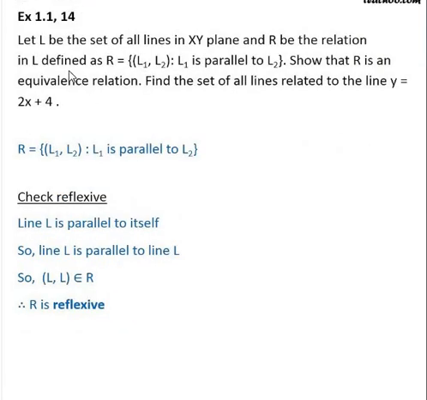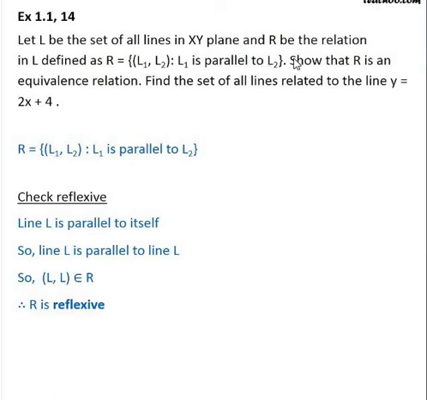Question number 40. Let L be the set of all the lines in the xy plane and R be the relation in L defined as all the lines L1 and L2 where L1 is parallel to L2. First of all, let us understand the first line. L is the set of all the lines in the xy plane, so here we are talking about the Cartesian plane. And we have a set which contains lines which are in the xy plane. Now in relation R, out of all those infinitely many lines, we will consider only those lines which are parallel to each other.